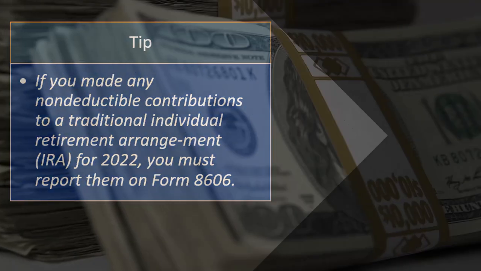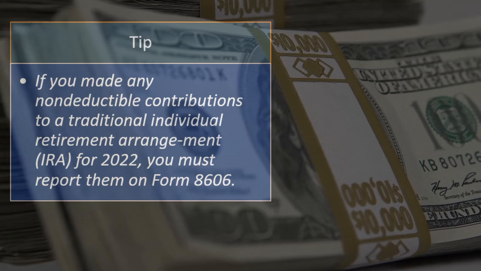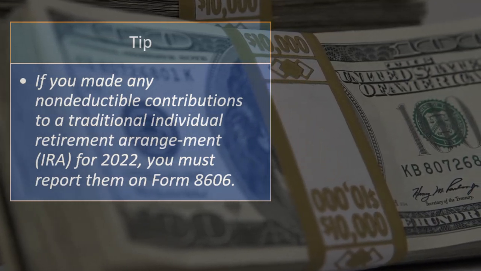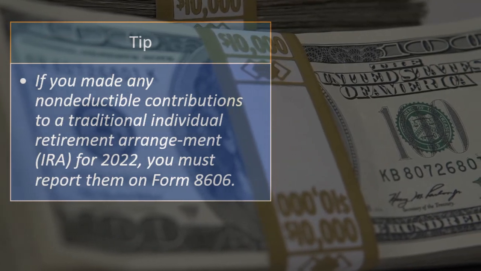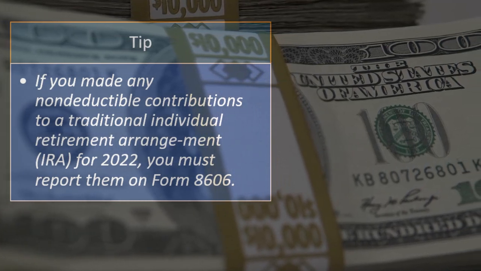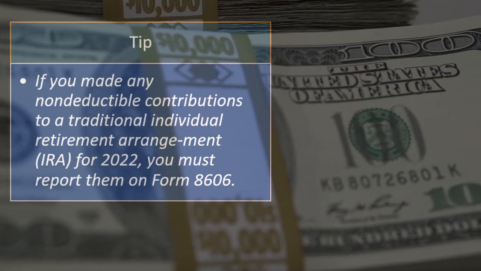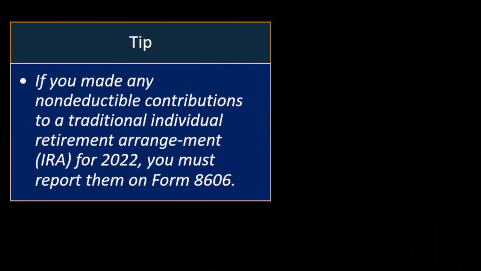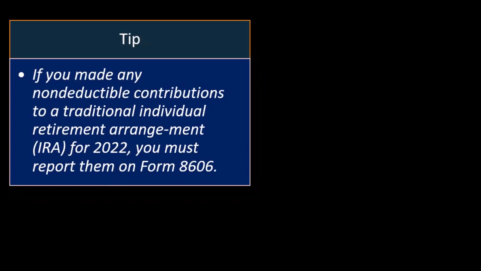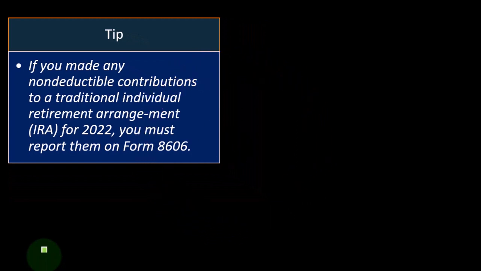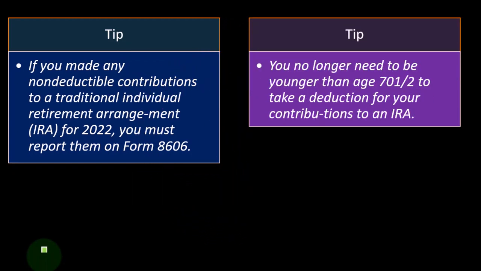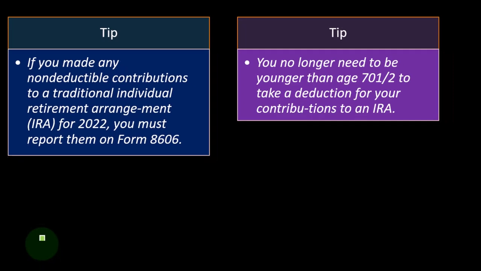So you can think about contributions and say, well, what if I put money into an IRA more than I got a tax benefit from, meaning I didn't get to enter the adjustment? It still might be something that would be beneficial if you're allowed to do that, because you still are deferring possibly the increases in terms of capital gains, interest, and dividends until you pull the money out. So tip, you no longer need to be younger than age 70 and a half to take a deduction for your contributions to an IRA.